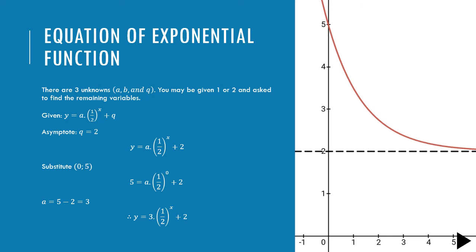From the graph, we see that the horizontal asymptote is at 2, which means that q is equal to 2. We substitute that into the equation. On the graph, there is also one point that we can see, which is (0, 5). Substitute that into the equation and solve for a. We find that a is equal to 3. And once we put that into our equation, our answer is y = 3(1/2)^x + 2.